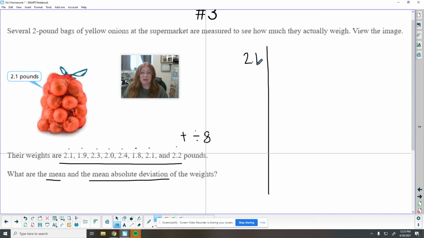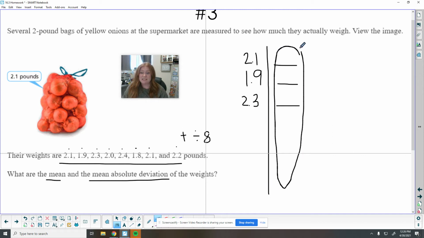The first bag is 2.1. How far away is 2.1 to the mean? Record your answer. We've got 1.9. How far away is 1.9 to the mean? 2.3. How far away is 2.3 to the mean? So do that for all 8 bags. And then we're going to take all the distances and add them up. We still have 8 bags, so we're still dividing by 8. That will tell us our mean absolute deviation. Is it consistent that you're getting about 2.1 pounds, or is there a larger mean absolute deviation? That means there's a lot of variety and you're not really getting your money's worth.